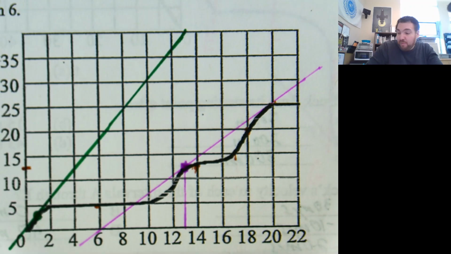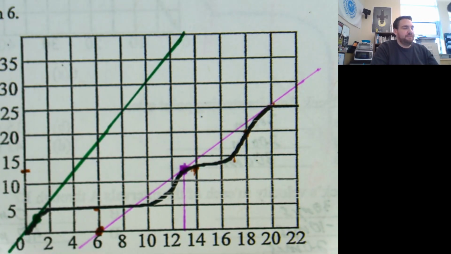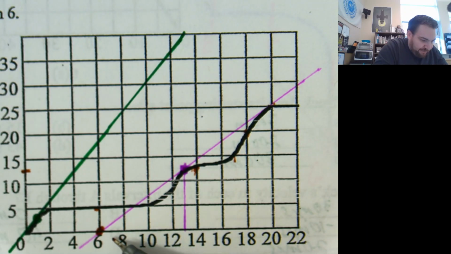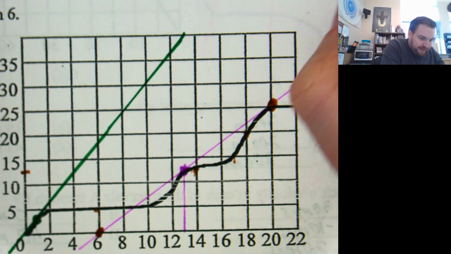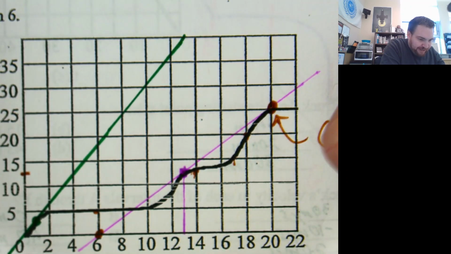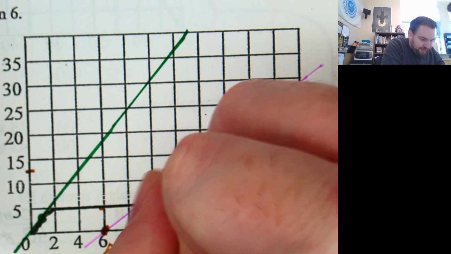And now what we want to do is find the slope of that tangent line. So I want to find places where that line goes through the grid at places where I can confidently say what the value is. For example, this point right here is pretty good. It almost exactly goes through that point. So I'm going to use that one there. And then I'm going to use that guy right there. So this point right here is the point 20, 25. And this point right here is the point 6, 0.